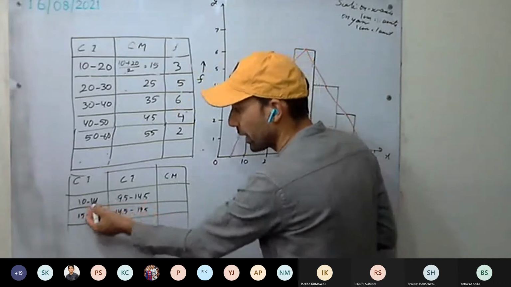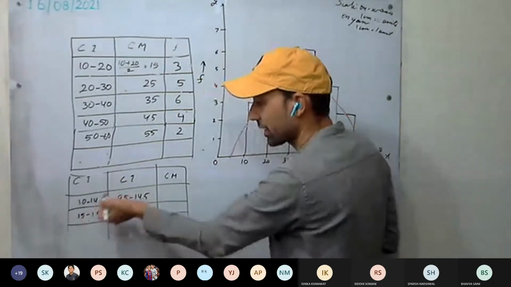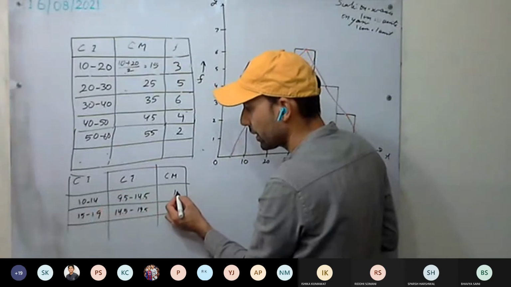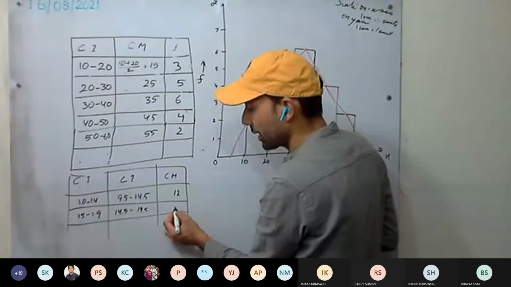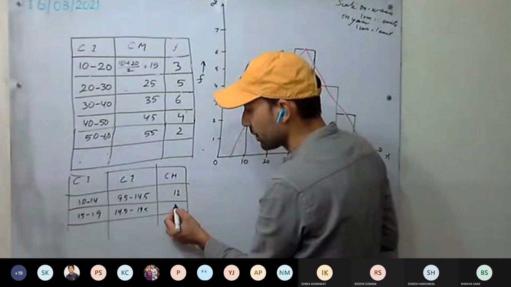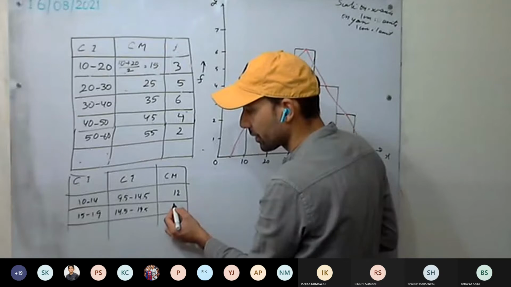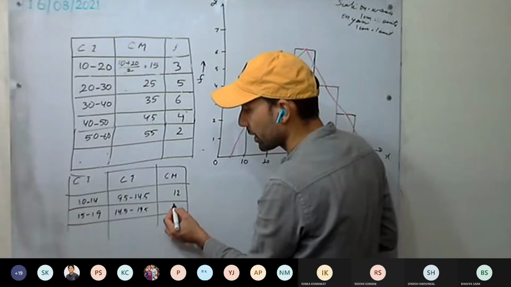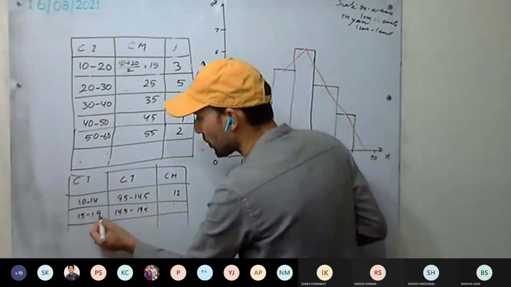Add them, divided by 2. It's fine, the class mark we all get the same. Class mark will be 10 plus 14 divided by 2. It will be 12. And here it will be how much? 17. Is it 17?